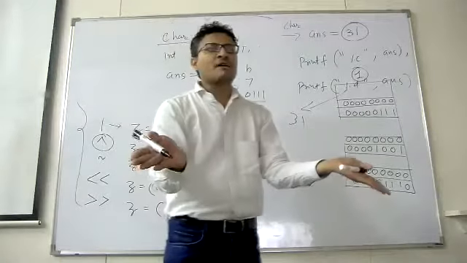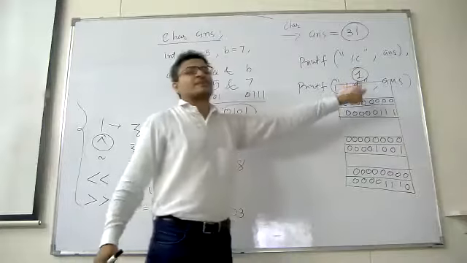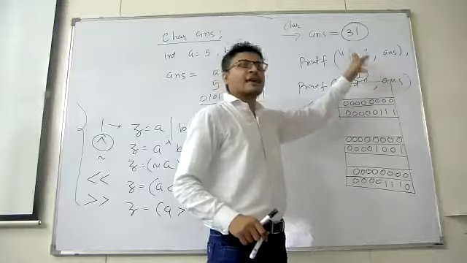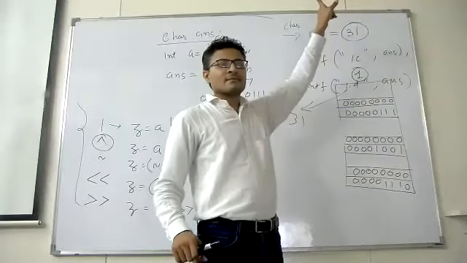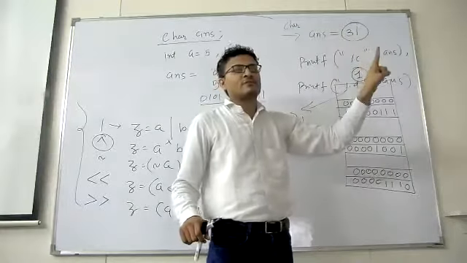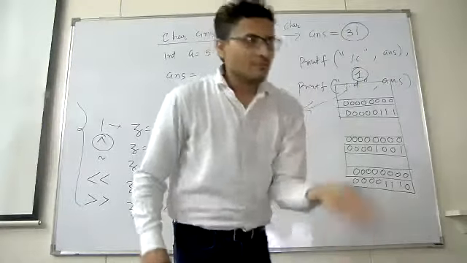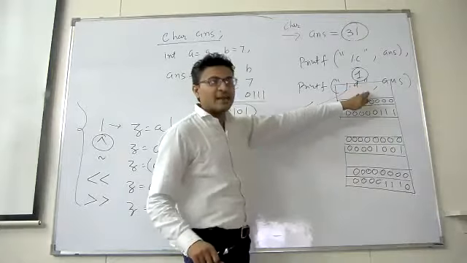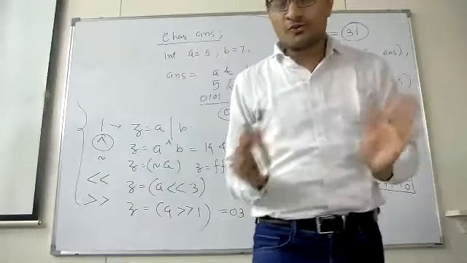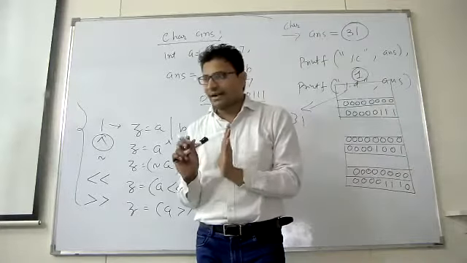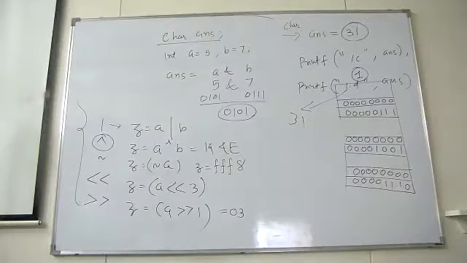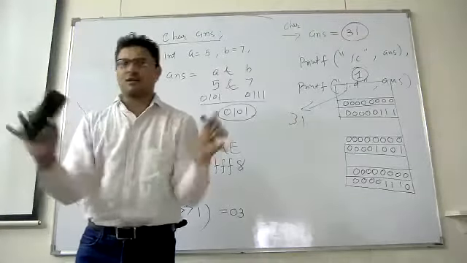But for display purpose, we are using percentage C or percentage D. If you use percentage C, then it will display 1, because it will consider this 31 as an ASCII value. But if you use percentage D, then it will display 31 as it is. So 31 is not any character. It is an integer numerical number.